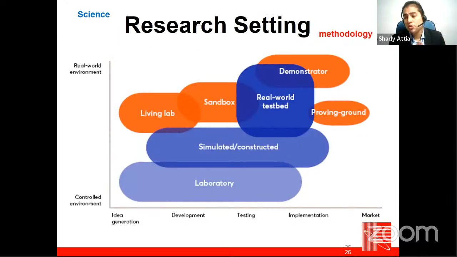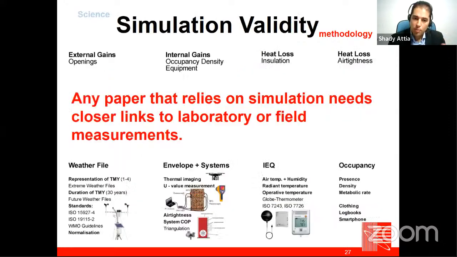So here, when I talk about your methodology, you need to describe, did you do a laboratory work? Did you do simulations? Did you have a living lab, a sandbox, a real world test bed? Did you have a demonstrator? Especially if you are doing anything that has to do with modeling or experimental work or observational work. If you have a study that is more on the qualitative side, a literature review or focus groups or interviews, then this is not what I mean. But these kinds of descriptions of your research settings are very important if you are following a quantitative approach.